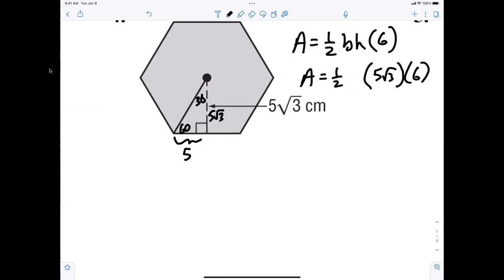5. Thank you. So the base of the triangle is what? 10. All right. Now, again, we're leaving it as radical 3. All right. So my area is equal to what? 150 radical 3 centimeters squared.